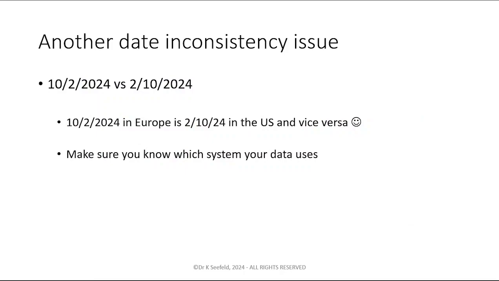Okay. Another inconsistent issue is different countries do things in different ways. And these days it's very common to get data that's filled in by different people who live in different places. In Europe, they write dates not the same way we do in the US. So 10/2/2024, I believe, is February 10th in Europe, but it would be October 2nd here. So make sure that you know the system of dates that's being used, and that things are consistent when you're analyzing the data.